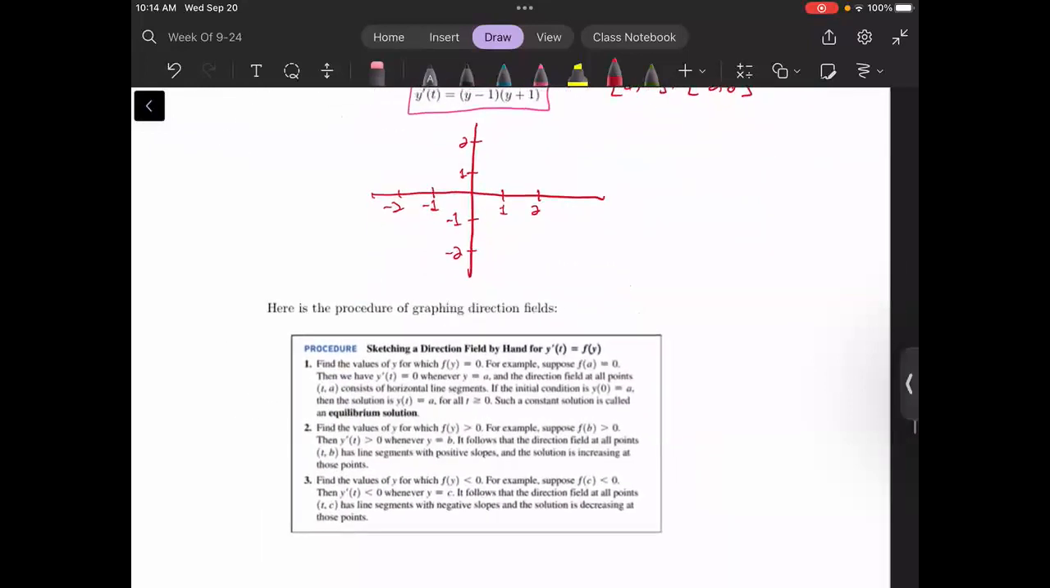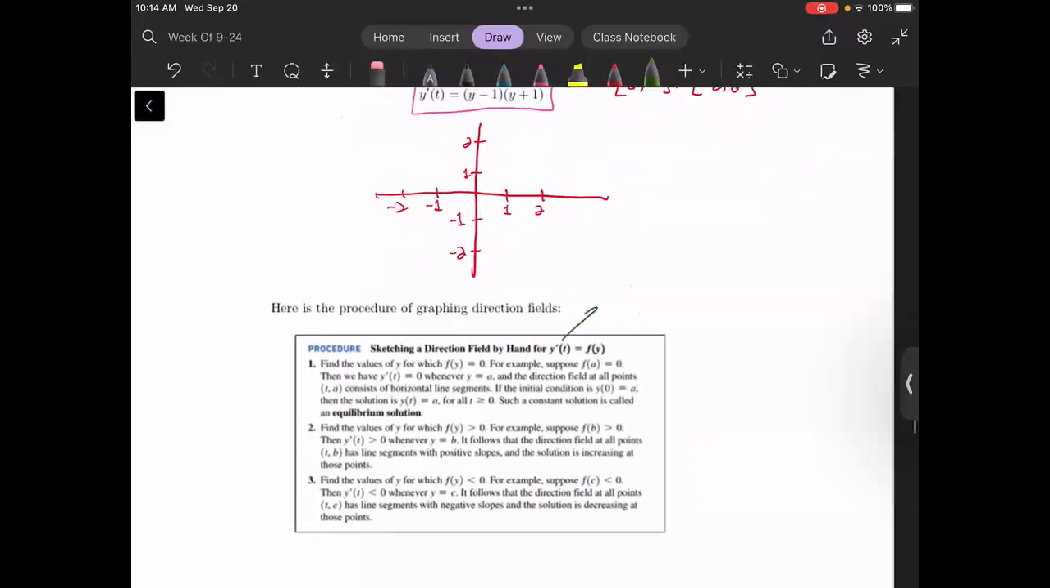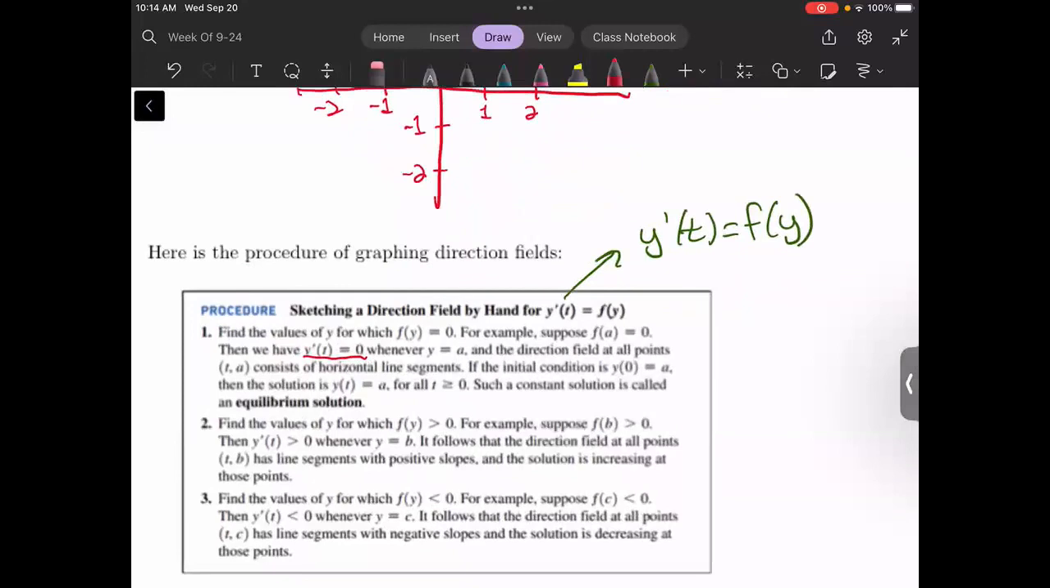Before I do that, here's the procedure to sketch a direction field by hand if we have a differential equation that looks like this. We have a differential equation exclusively in y's, so it's not in t. The idea is this: we want to figure out where the y values approach equilibrium, so in this case, where y prime of t is equal to 0.